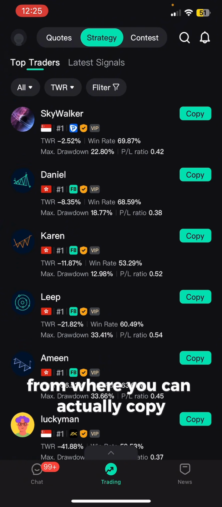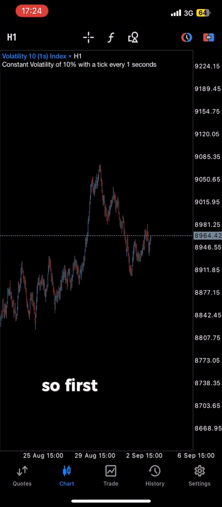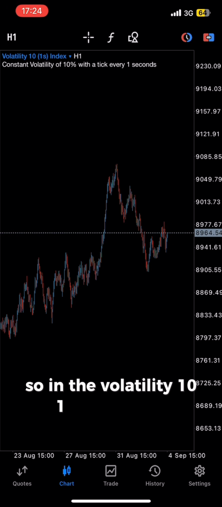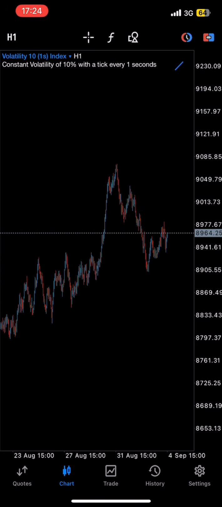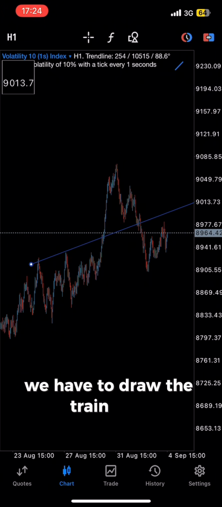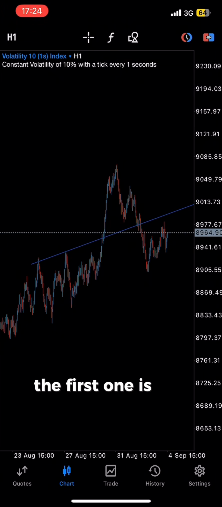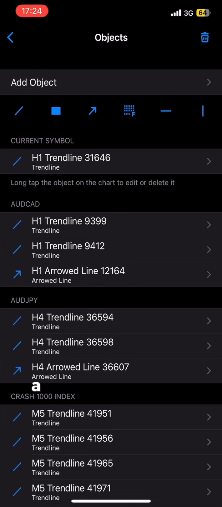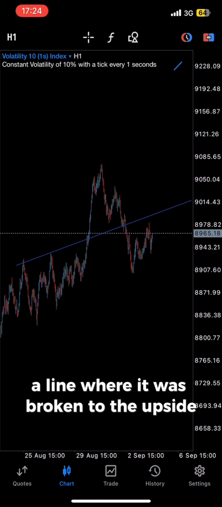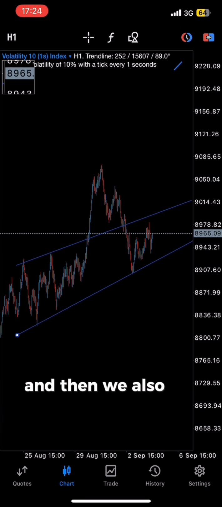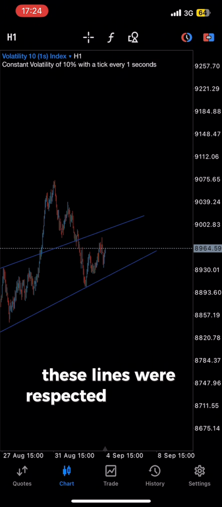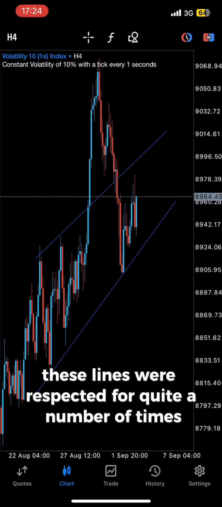So first open the Volatility 10 1 second. In the Volatility 10 1 second, we have to draw the trend lines. The first one is the resistance line that is crossing through a line where it was broken to the upside. And then we have also put the support line. This is the trailing support. So these lines were respected for quite a number of times.